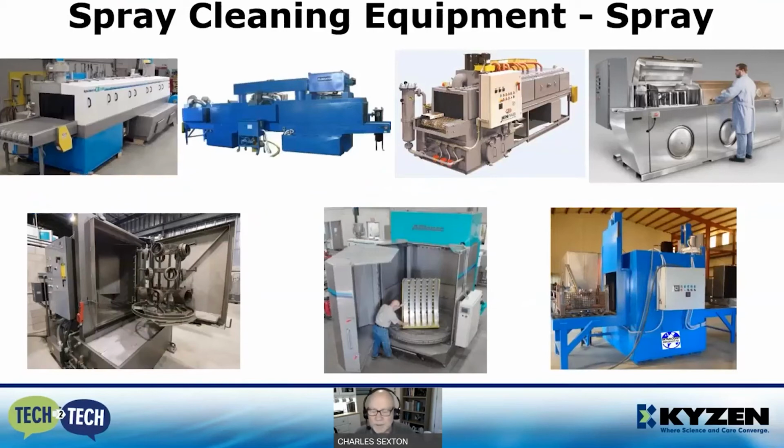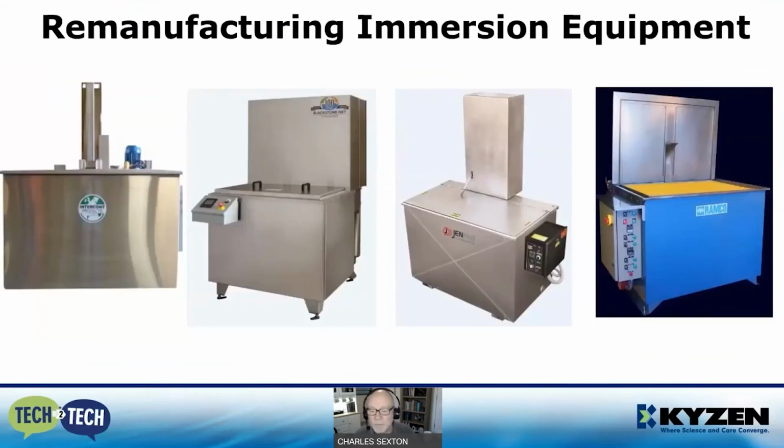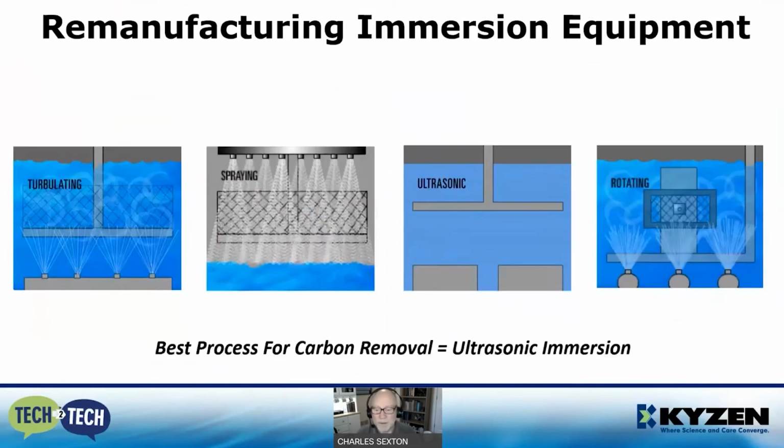Just some examples here of the spray systems that we get involved with. Cabinet spray washers, conveyorized spray washers are excellent for removing the original oil and grease on these parts. And with the right chemistry, they will also remove a fair amount of the carbon. And then the immersion systems, where we'll remove the rest of the carbon with an immersion product.